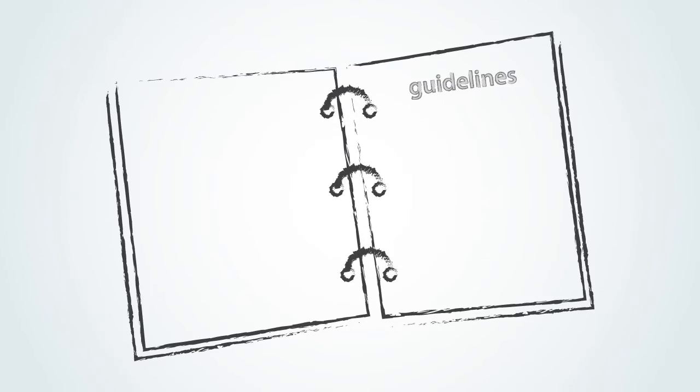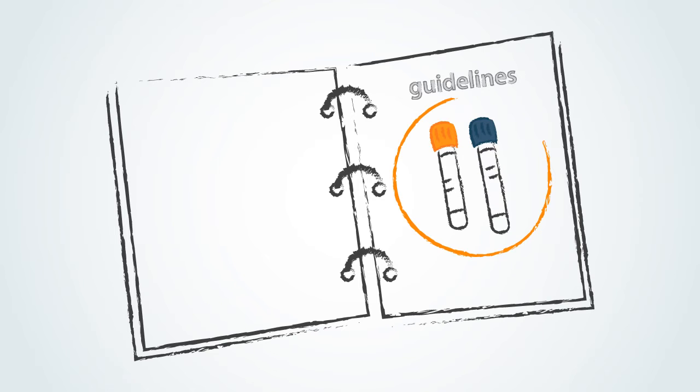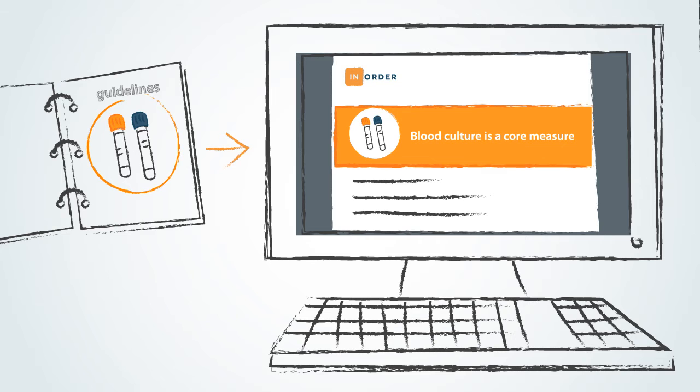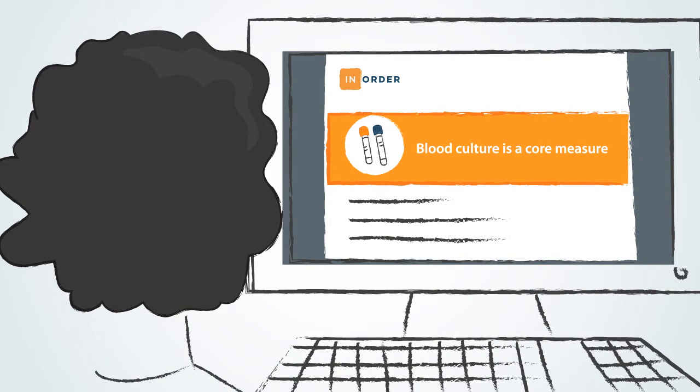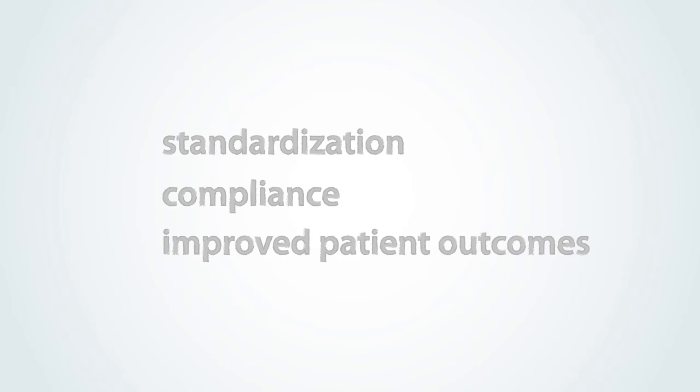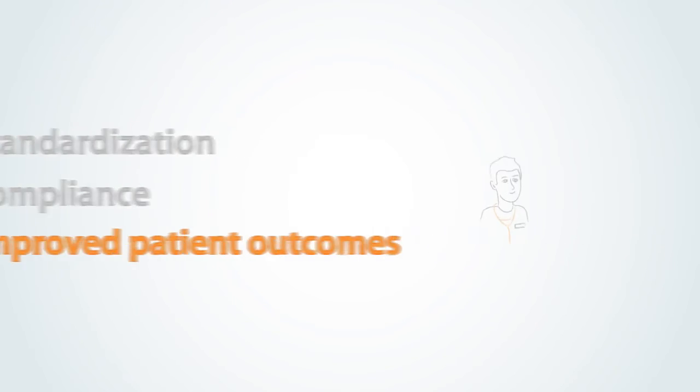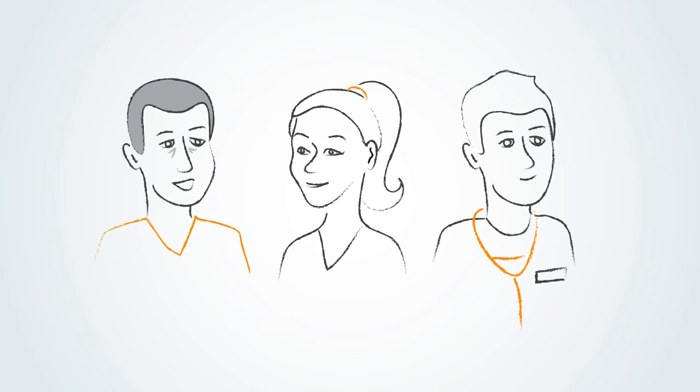If quality guidelines require hospitals to perform blood cultures on certain pneumonia patients, that requirement can be highlighted in the hospital's pneumonia order sets. When Robert's physician sees this requirement, she's reminded of the hospital's guidelines and orders the blood culture. It all adds up to more informed orders for standardization, compliance, and improved patient outcomes. That means a better clinical experience for everyone.